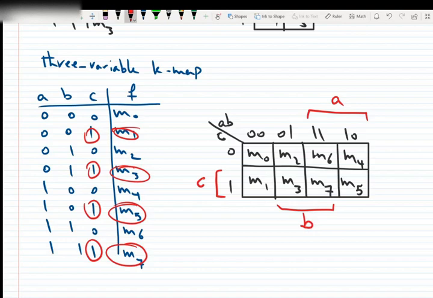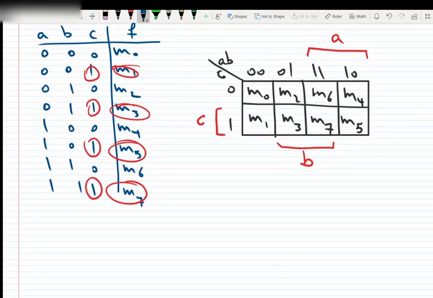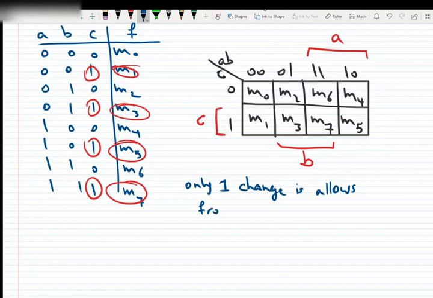And the rule that I mentioned, I will write it down here for you. Only 1 change is allowed from 1 adjacent column to the next. Okay.